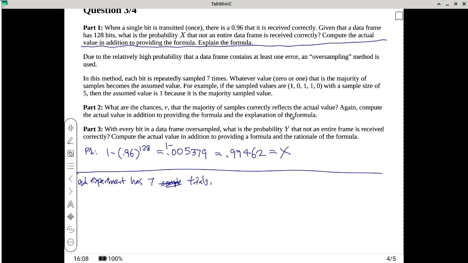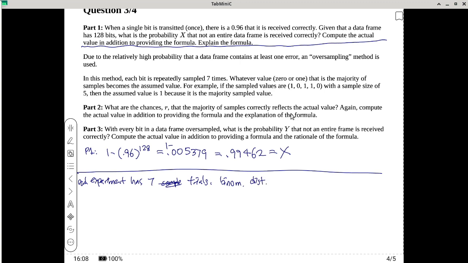And do we know the probability of each outcome per trial? I don't care about the entire experiment. I'm only focusing on each trial. Yeah, we do. If the actual bit is a one, the chance of receiving it as a one is 96%. And the chance of receiving it incorrectly is 0.04. So we know the probabilities already. That tells me that this is a binomial distribution.